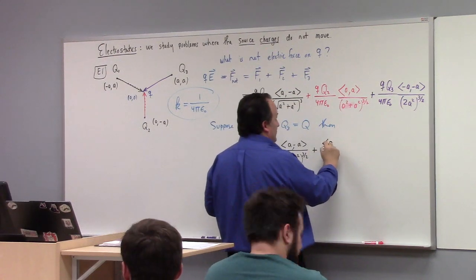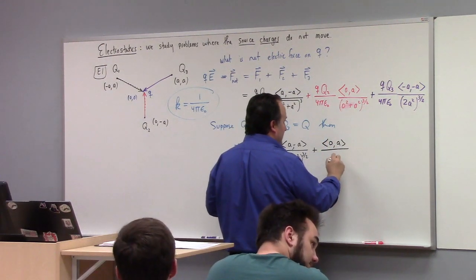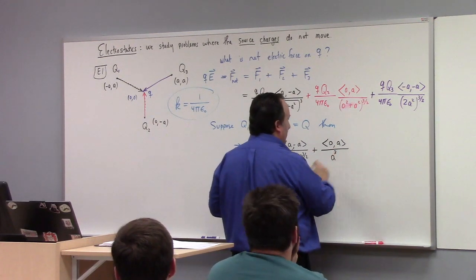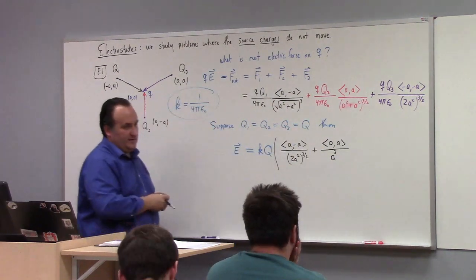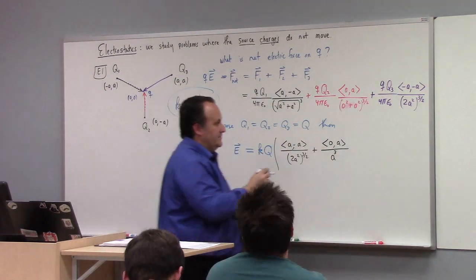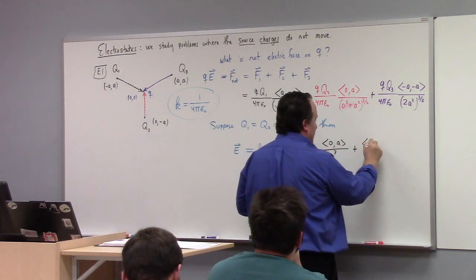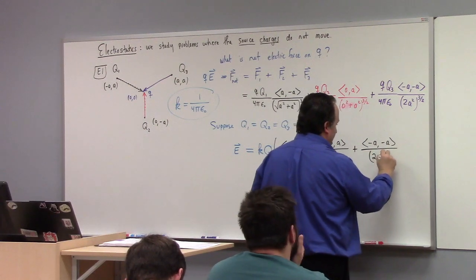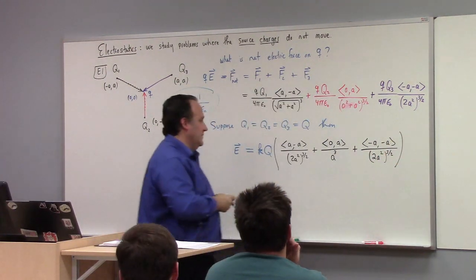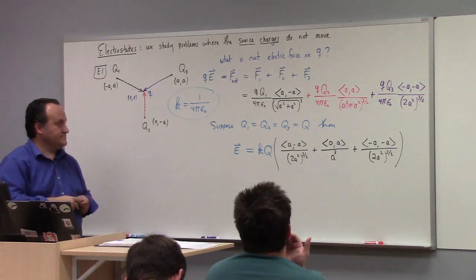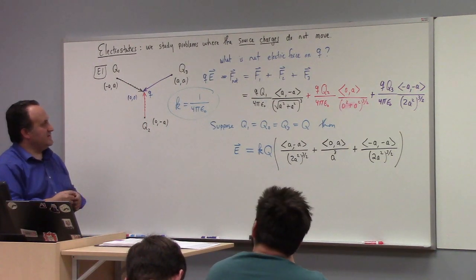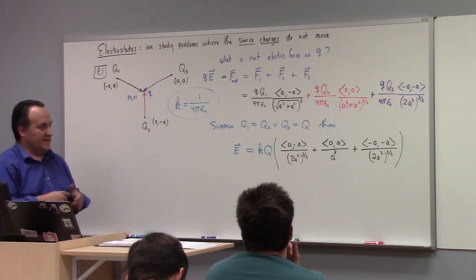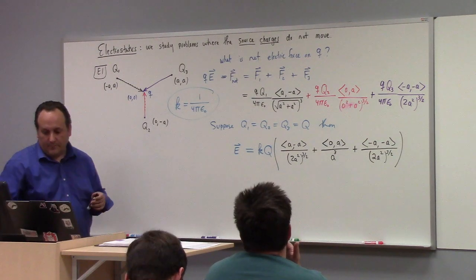plus 0a divided by apparently a to the 3rd, right? Because a squared to the 3/2 is a to the 3rd by, well, algebra. And then plus minus a, a divided by 2a squared to the 3/2. So what's the deal then? Can you tell me anything about the electric field at the origin? What does it do? And does that make sense?